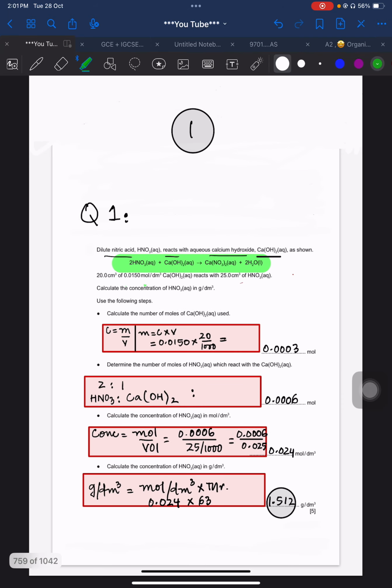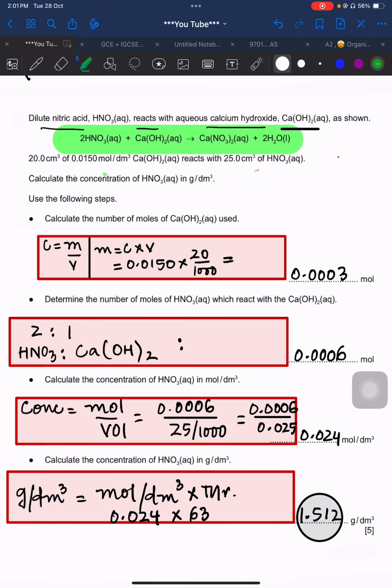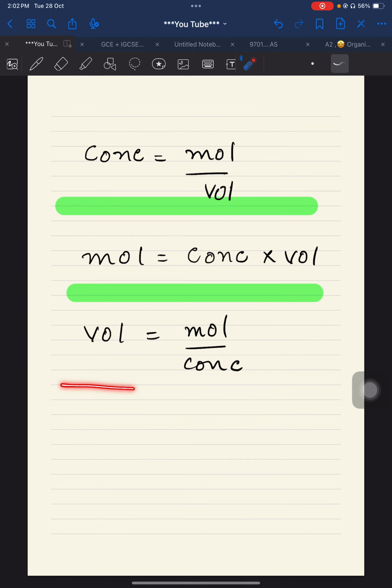Okay, so here I am going to zoom in a little bit again. The examiner is saying 20 centimeter cube of 0.015 moles per decimeter cube of calcium hydroxide reacts with 25 centimeter cube of HNO3. What is HNO3? Nitric acid. What is Ca(OH)2? That is called calcium hydroxide. It means that it is a simple neutralization reaction, and it is going to give you salt and water. Then the examiner is asking to calculate the concentration of HNO3 in grams per decimeter cube. So remember, I am back on this page. Concentration can have two types of units.